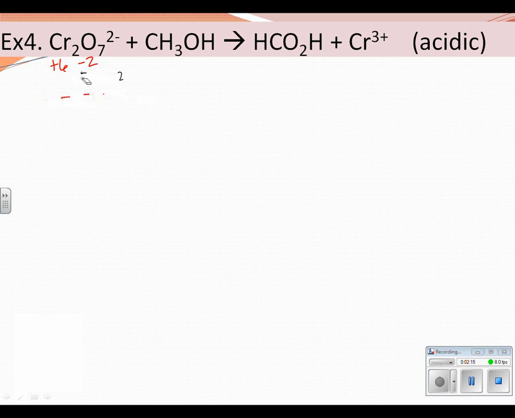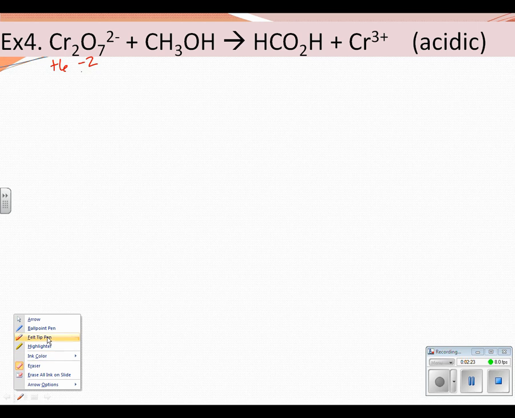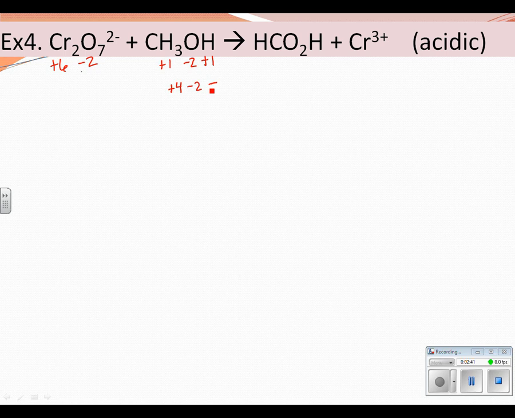Okay, so we got those two. Then for the next one, we always know that hydrogens are +1 unless they are put with a metal. So these are not metals. So this is +1, this is +1, which gives me a total of a +4 right now. Then we know oxygen is a -2, so that's -2. This whole thing has to equal 0, so that will make my C right here a -2.